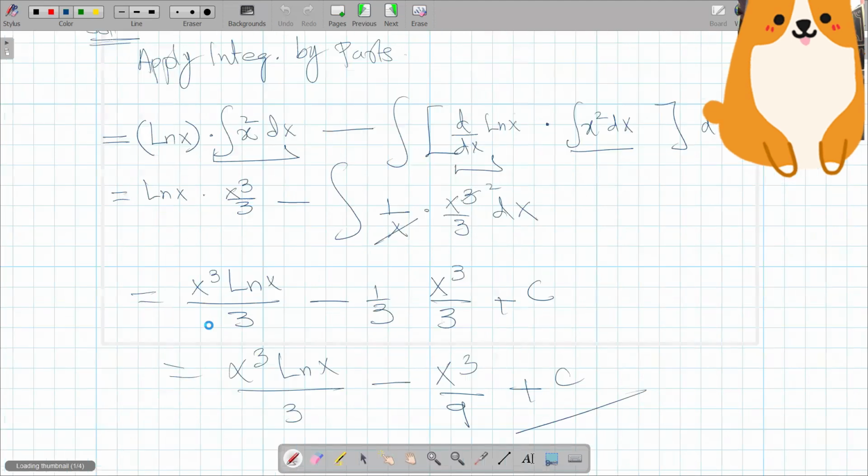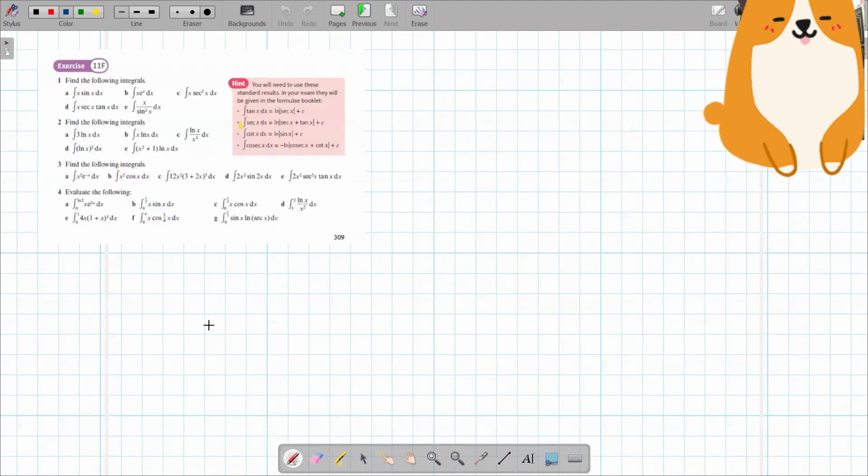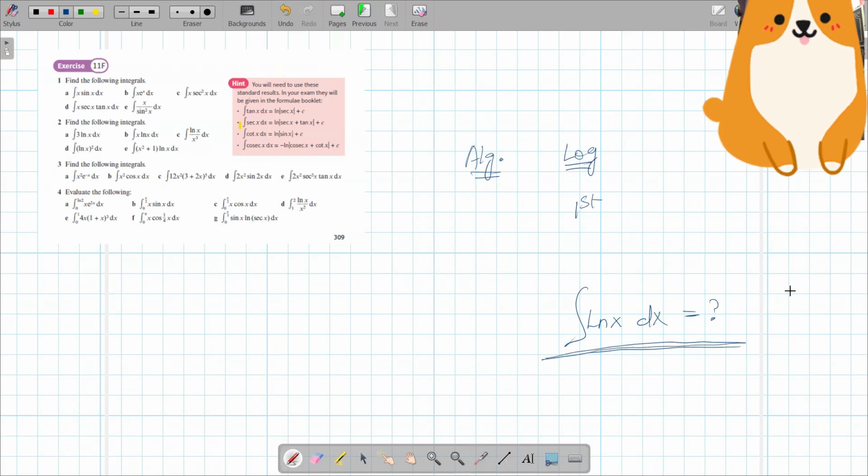I'm just thinking, where do logs fall into that? If there was an algebraic and a logarithmic function, which would you choose? When there is an algebraic and a logarithmic function, then we choose logarithmic as the first because we cannot integrate a logarithmic function directly. What is the integration of log? How can you integrate this?